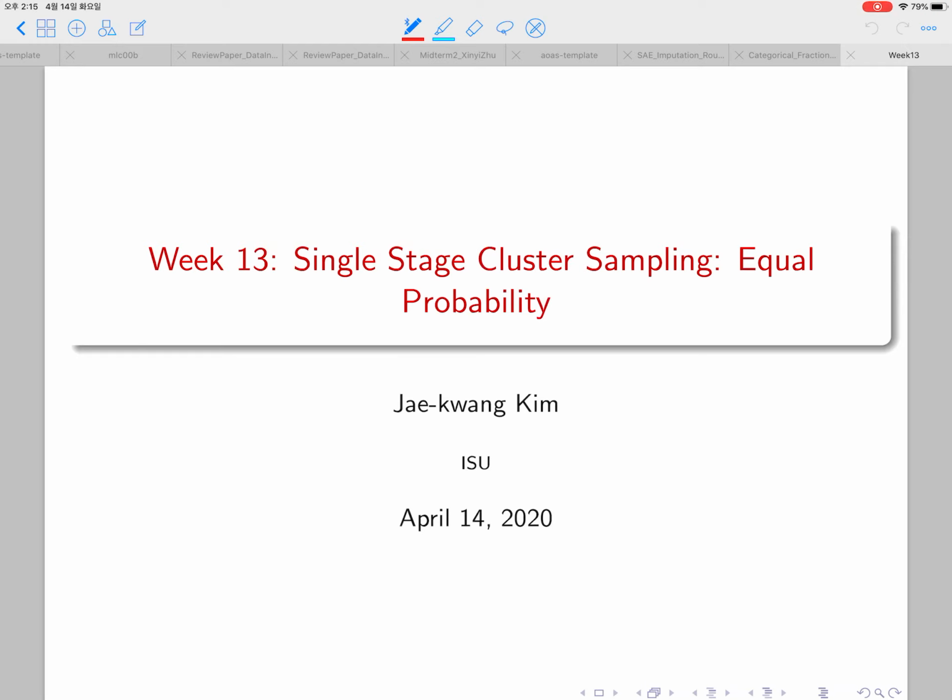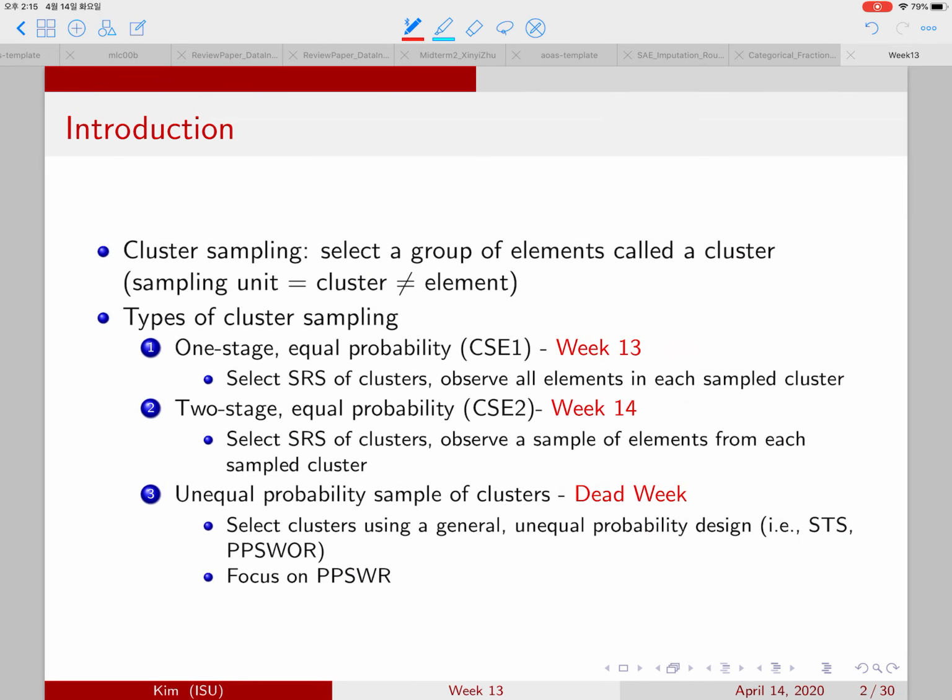We'll study cluster sampling, in particular single-stage cluster sampling. So far we have considered element sampling, where we select elements directly in the sampling. Now cluster sampling will be studied, and in cluster sampling we select a group of elements called a cluster. So the sampling unit is a cluster and not an element.